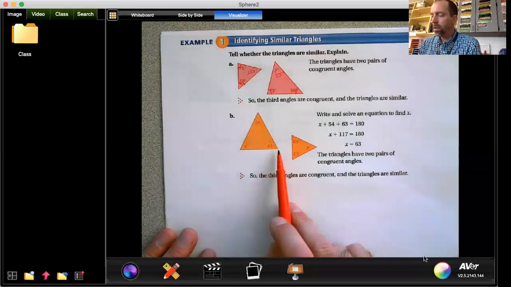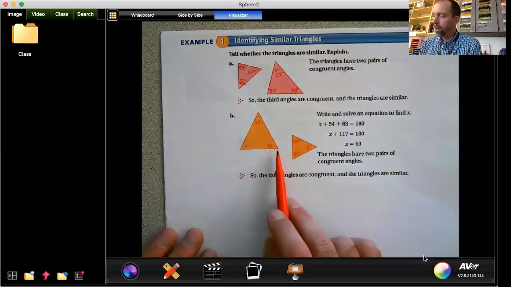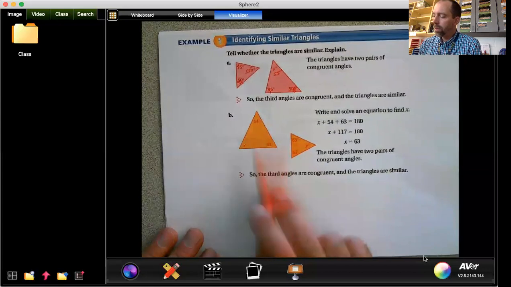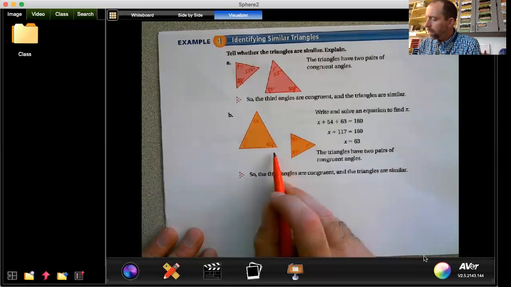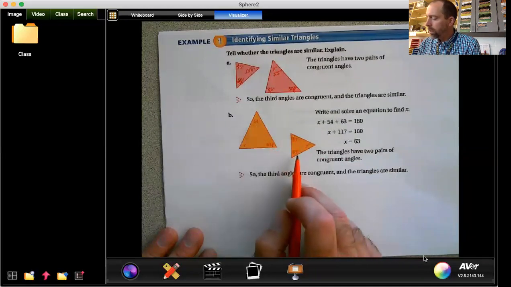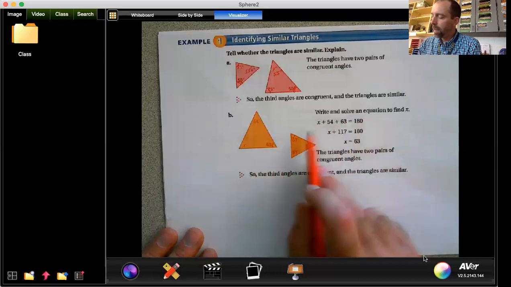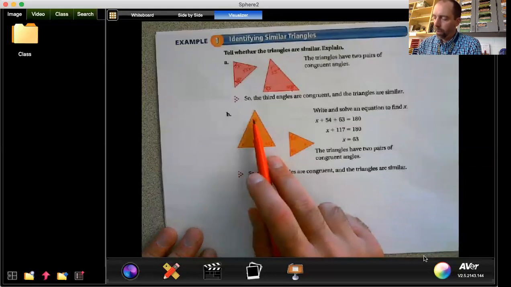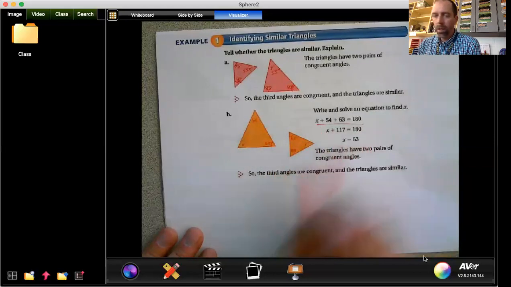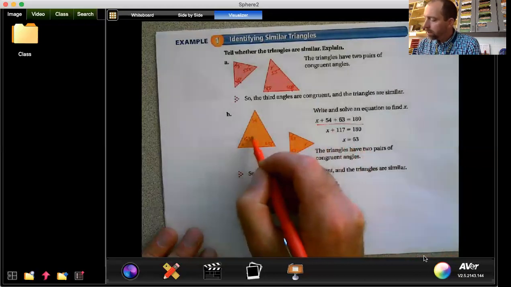These two triangles, they always try to make it a little bit tricky by rotating one of the triangles or something like that. But it's the same question. Are these two triangles similar? Well, they both have a 63-degree angle. And this one has a 54 and a 63. So what we need to do is find one of these other missing angles in these triangles. So they wrote out an equation to find x in this first triangle. We know x plus 54 plus 63 has to equal 180. We solve that and we figure out that this angle has to be 63 degrees.